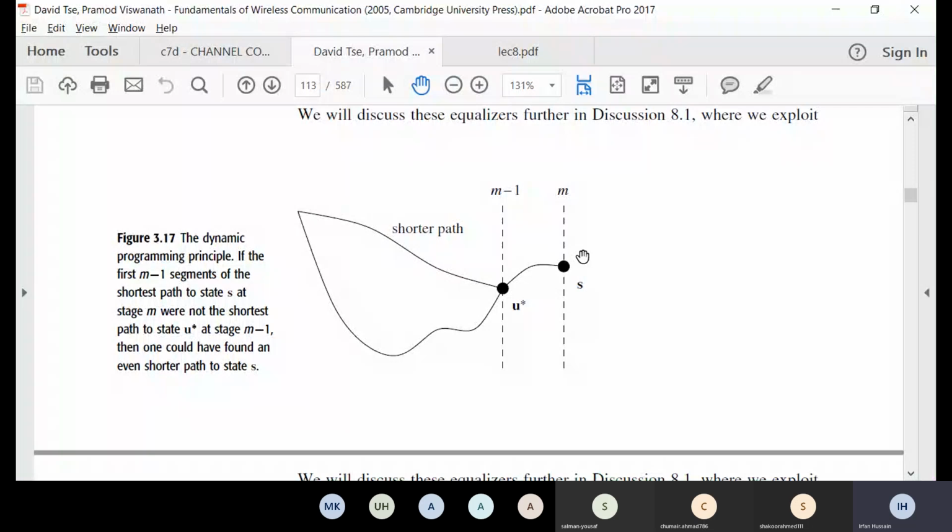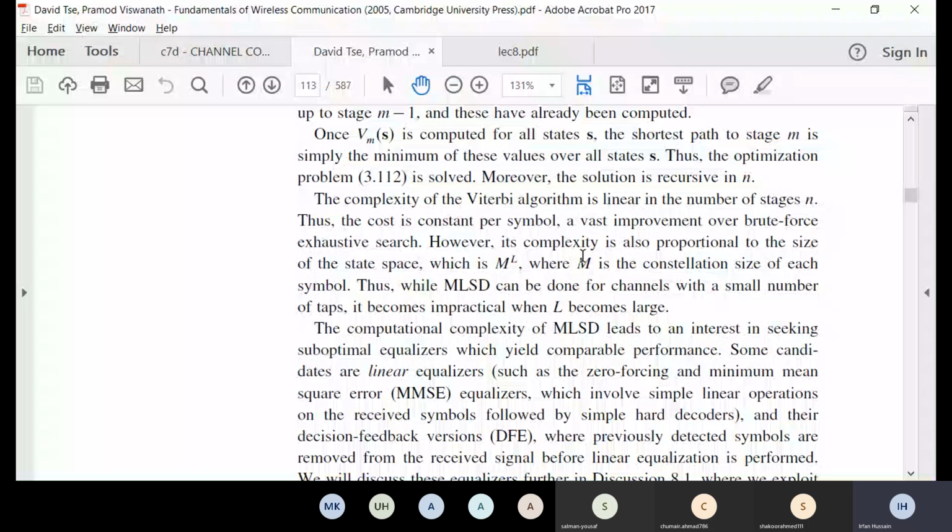And hence the optimization problem is solved. It is also recursive because the solution for one stage is equal to some constant plus the solution for the previous stages. But we have a problem, and that problem is when the L size changes. And what is L? L is the number of tapped delay lines, the number of multipaths in a frequency selective channel. Right?